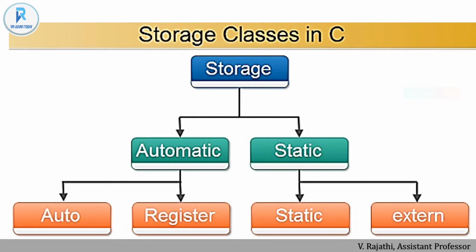So these are the types. Storage we have to divide into automatic and static. In automatic, its subdivision is auto and register. In static, we have static and external. So this is storage classes in C.